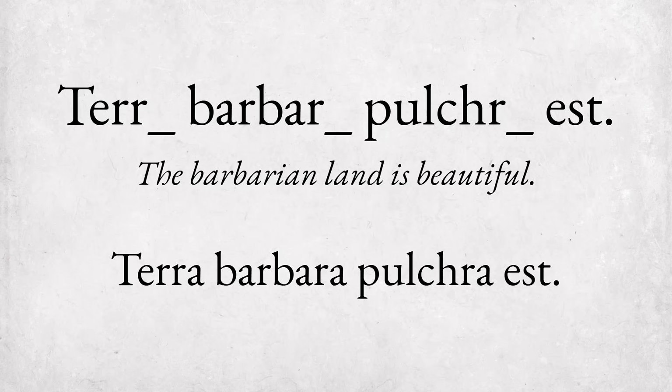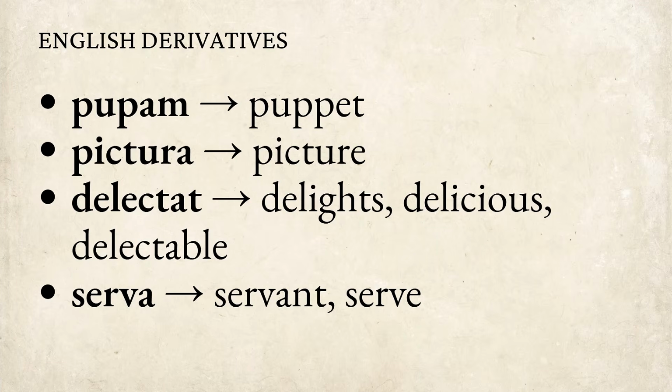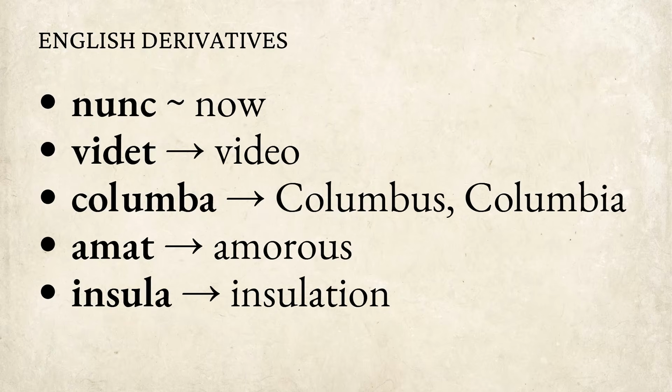Anyway, I hope you did great with these exercises. We are done with the grammar for now. Let's go now for the vocabulary. We already know that pupa, pupam in the accusative, as it appears in the exercises, is the origin of puppet. Pictura, picture, this one quite obvious. Delectat, delights, but also delicious, delectable. Serva, servant, and the verb to serve. Nunc, notice that I didn't put an arrow because it is not that English now comes from Latin nunc, but they are related. Just nunc is the Latin version, now is the English version of the same ancestor.